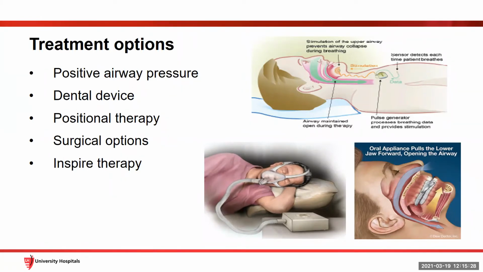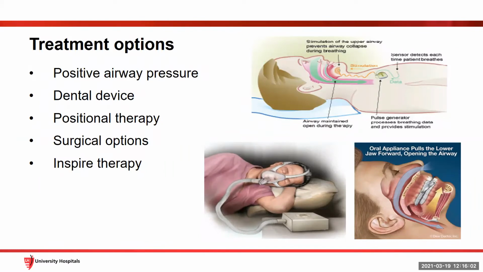Positional therapy is recommended for everyone. And that is when you try to sleep on your side and try to avoid back sleeping. Because when you sleep on your back, the tongue rolls back and a lot of the tissues in the back of the throat also roll back and can close up the airway even more. So it's always recommended to try to stay off your back as much as possible. Of course, we have some surgical options, but these are not first-line treatment options.